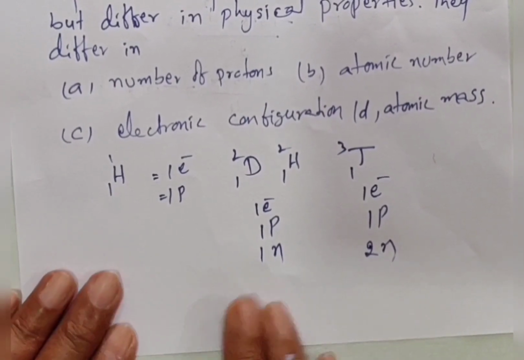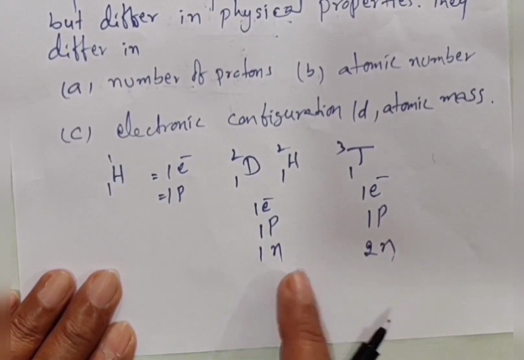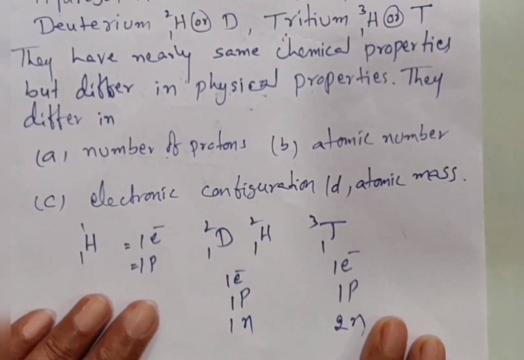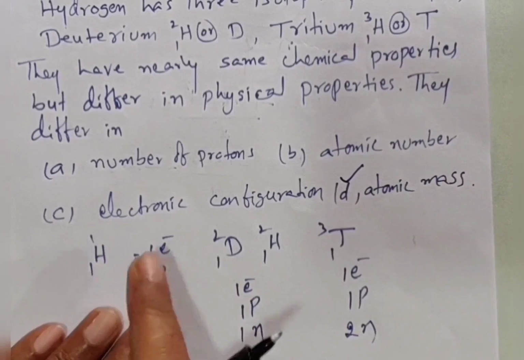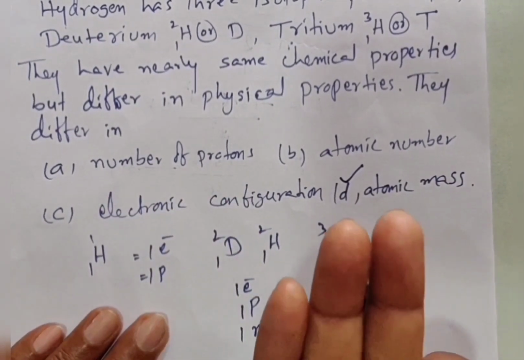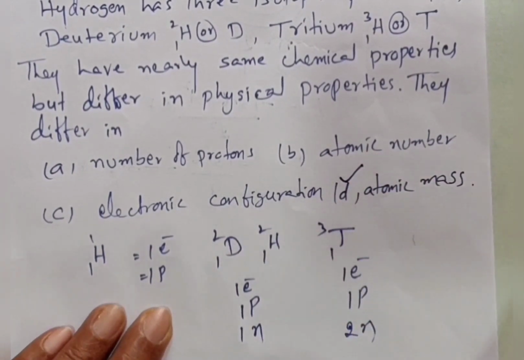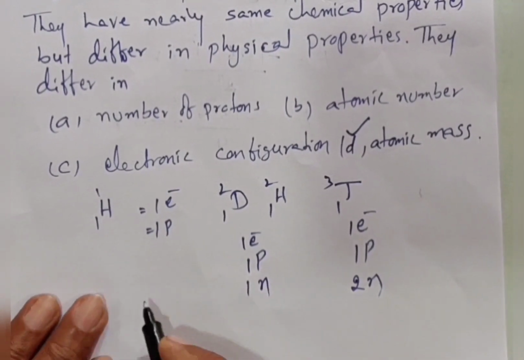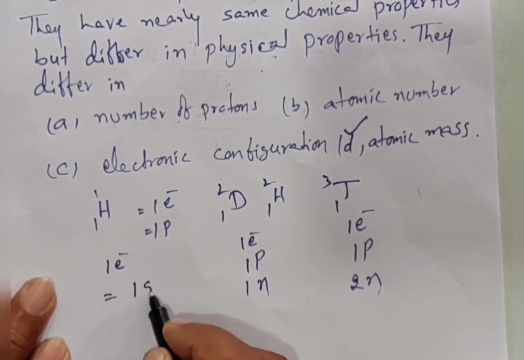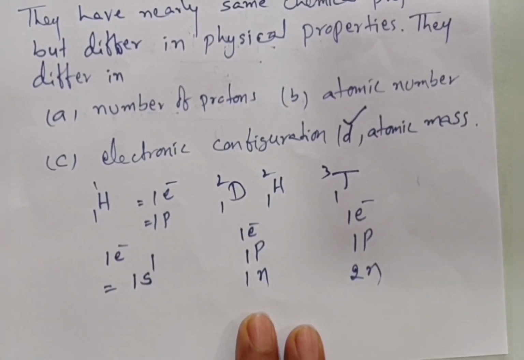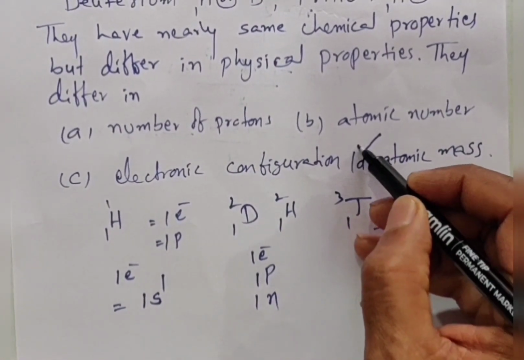So they differ in atomic mass because they have different numbers of neutrons. That's why in these options, D is the correct option. The number of protons, the atomic number, is the same. These are isotopes with the same atomic number. All have 1 electron in their valence shell, so their electronic configuration is 1s1. They differ in atomic mass only. That's why D option is correct.